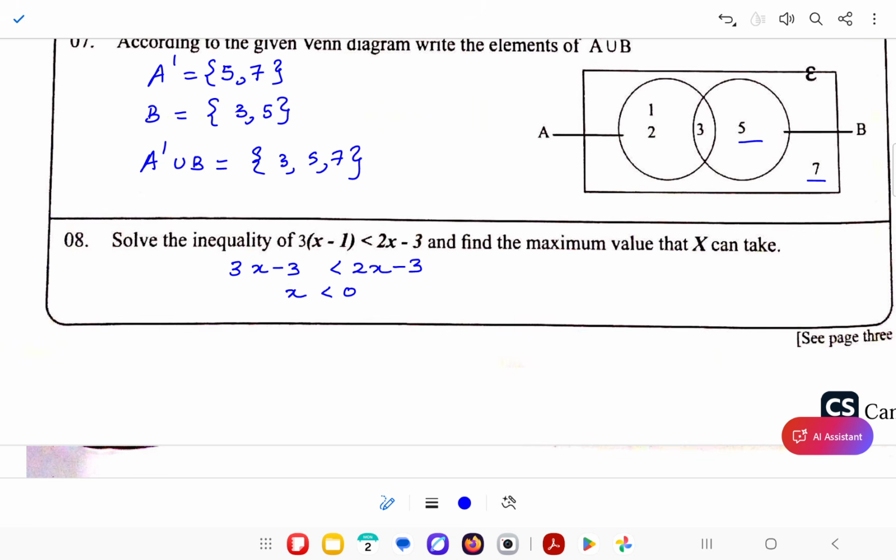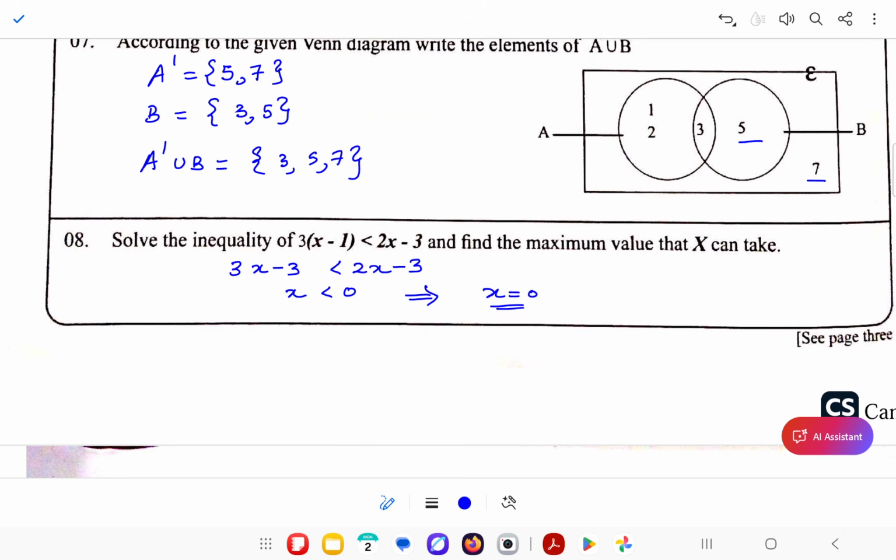Maximum value. So this one, you can't say it has a maximum because x is less than 0. They should have specified it more. Is it the maximum integer value? Maximum integer value would be -1. So the maximum value this can approach is 0. So we'll leave it like that. X is less than 0.